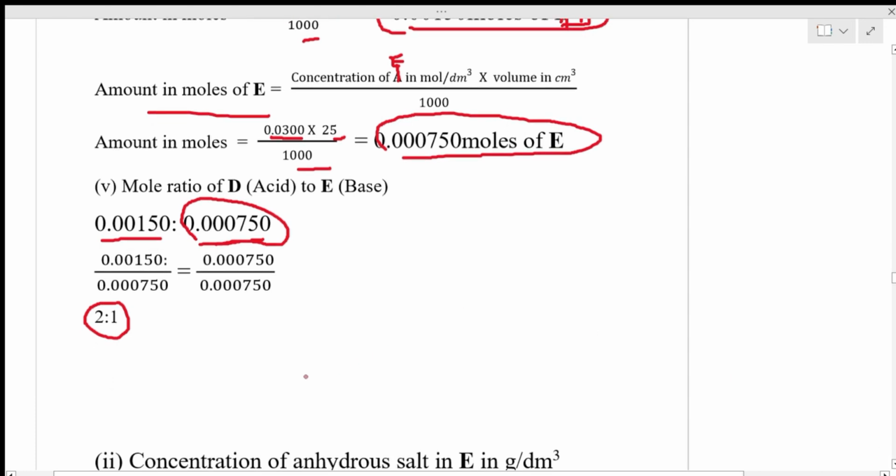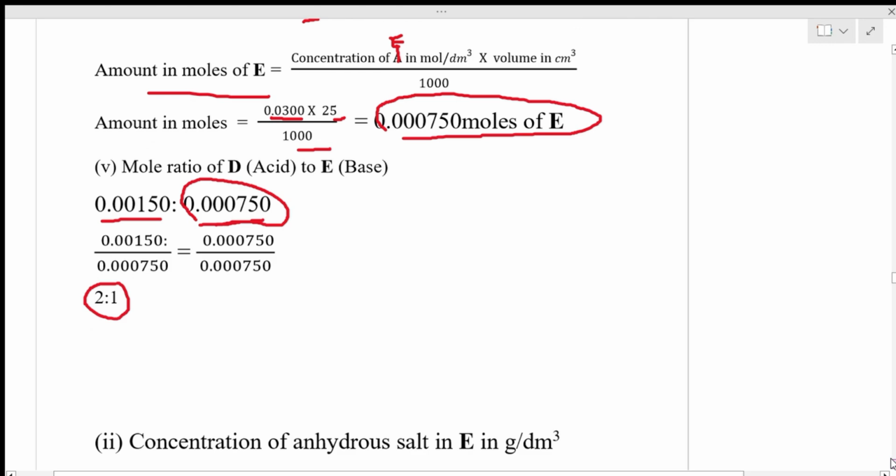When you balance it, remember our acid is HNO3 and our base is what? Na2CO3. When we balance their chemical reactions, you will see that it's going to give us 2 of the acid and 1 of the base. I hope you are following.